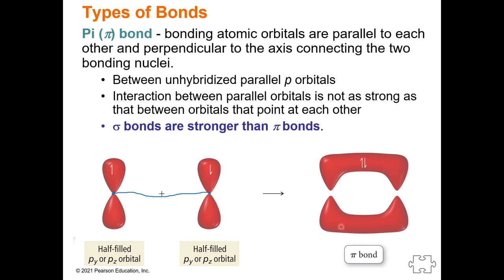Now, this arrangement of the electron density is not ideal. Why? Because the nuclei are positively charged. If they're very close together, there's going to be some repulsion. If the bond was found between the nuclei, then the charges would become more stable. But we don't have that here with the pi bond. The electron density is found above and below the internuclear axis. So because of that, the pi bond would be weaker than the sigma bond.